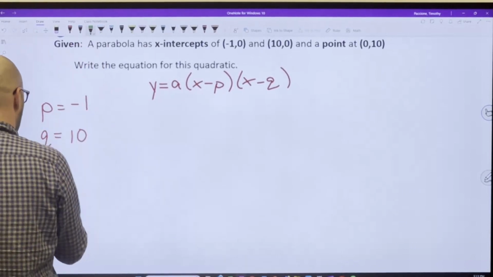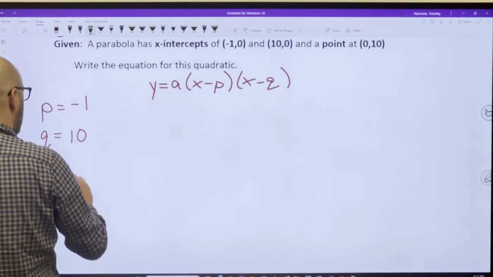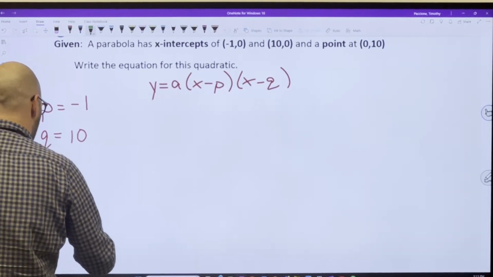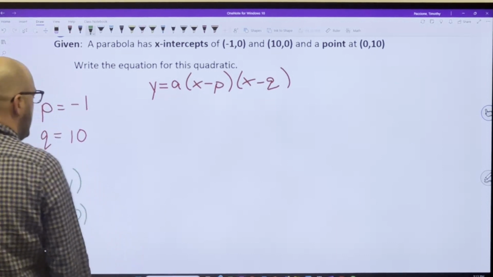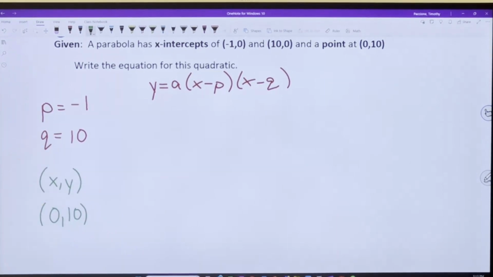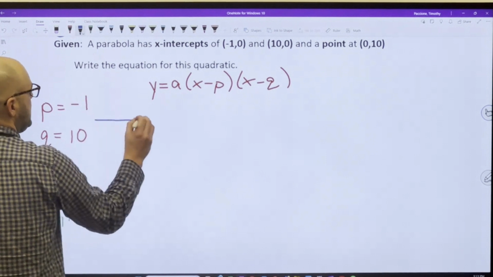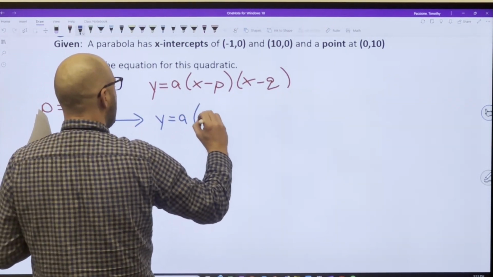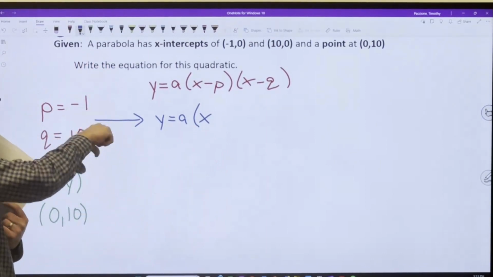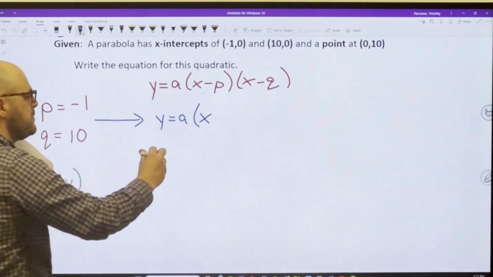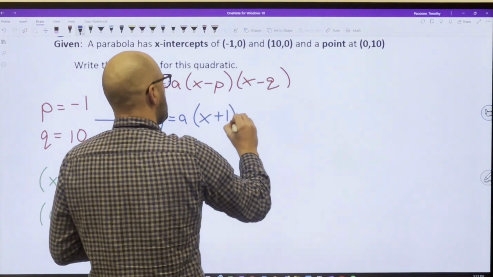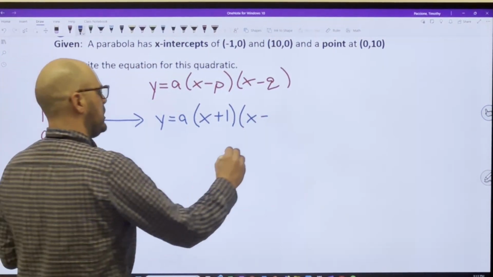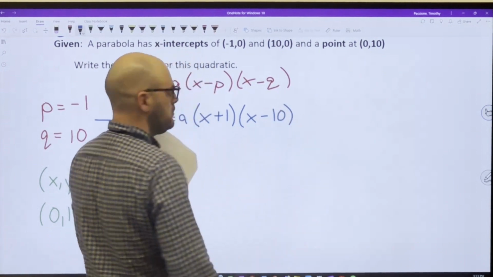Okay, what else do we know? We have an xy of what? (0, 10). Okay, so now we start plugging things in. First, we plug in these. I get y equals a times, okay, if I have x minus 1, it becomes plus 1. And then I have x minus 10. Okay, with me so far?